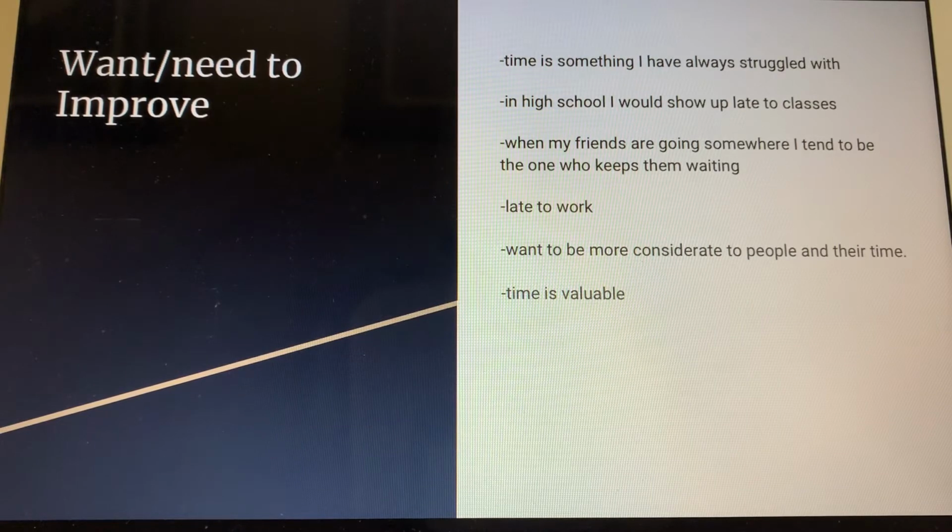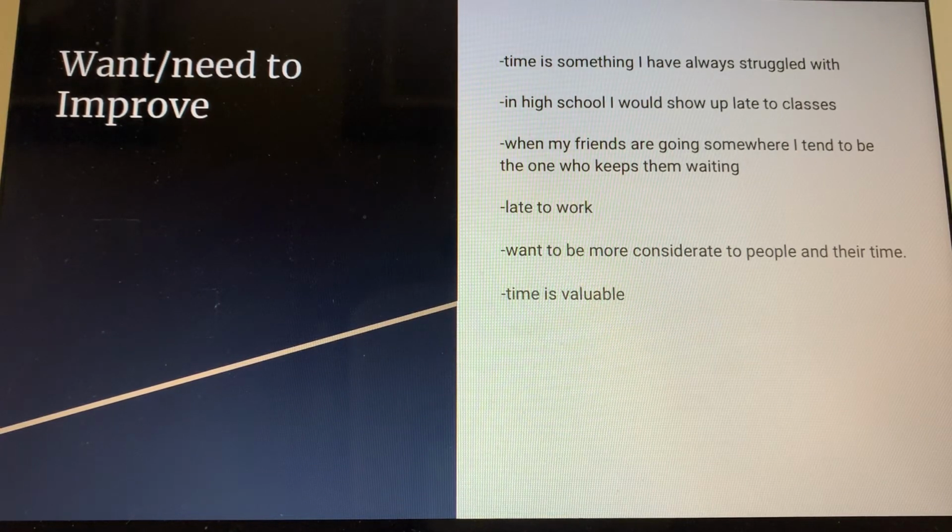So I chose chronemics to focus on for my final because time is something that I have always kind of struggled with, as far as like sometimes not being early to places, sometimes arriving late. In high school, I would show up late to classes. For example, my junior year of high school, I had a class at 7:55 a.m. and I rolled in after 8 every single day.